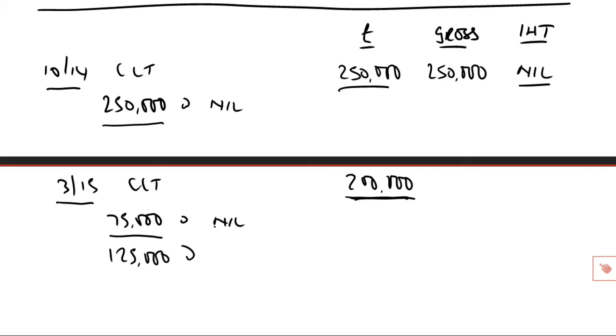Now we go above the nil rate band. Now we need to know who pays the tax. Who is paying the tax? It is the donor, X. Therefore, the net rate is 25%. So 125,000 at 25%, just do your calculator there.